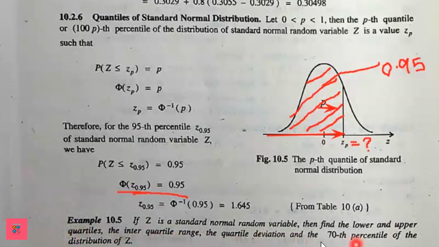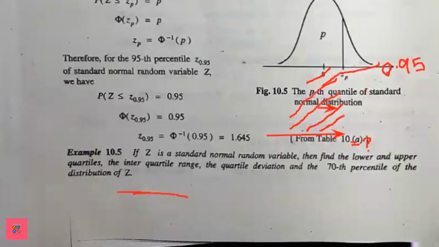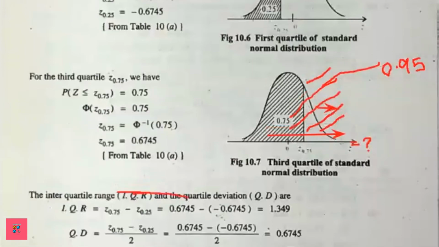And there is one more thing, which is the 75th percentile. So you have to find Z 0.70. So P is 0.70 given. Come to the solution. We will see in our solution.